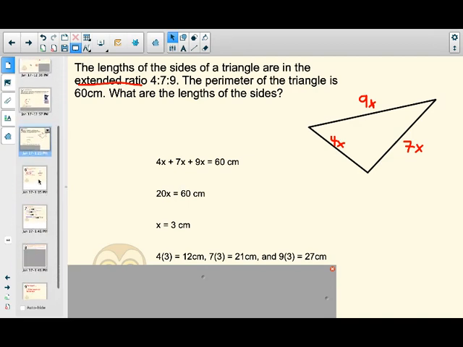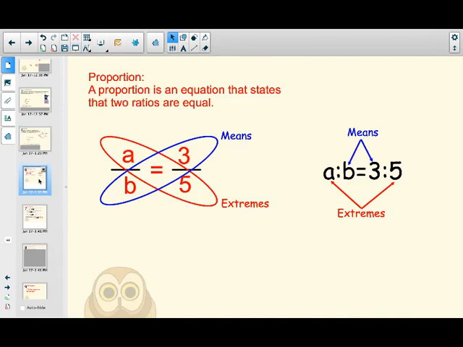So some new vocab words coming up here. Proportion. A proportion is an equation that states that two ratios are equal. So we set two ratios equal to one another. That's called a proportion. And then we have these things that we call means and extremes. The means are bottom left, top right. Our extremes are top left, bottom right. Most of the time we're going to deal with them as a ratio equals another ratio. Not often do we deal like this, but we'll talk about this one right here.